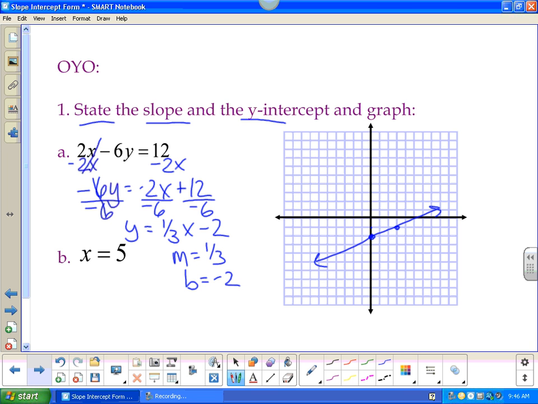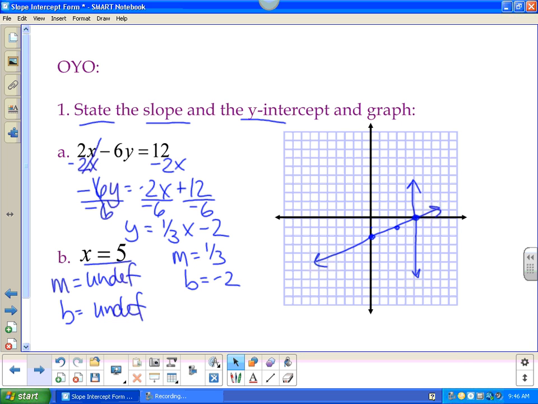For part B, there's nothing to do. I can't solve for y, so that should tell you that this is the super freak. And for the super freak, his slope and his y-intercept are both undefined. So you should know that we're talking about a vertical line at 5. So on the x-axis, I go to 5 and I draw a vertical line. It's the only time you can go on the x-axis.